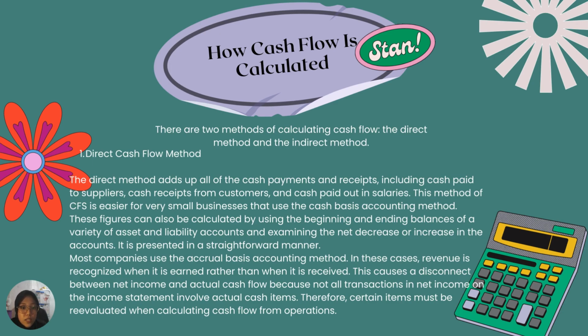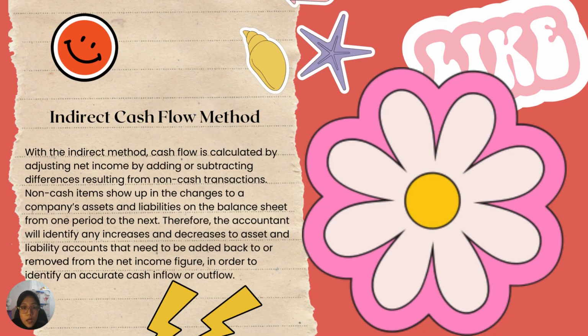Most companies use the accrual basis accounting method. In this case, revenue is recognized when it is earned rather than when it is received. This causes a disconnect between net income and actual cash flow because not all transactions in net income on the income statement involve actual cash items. Therefore, certain items must be reevaluated when calculating cash flow from operations.